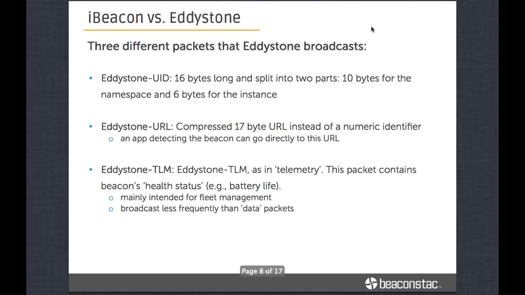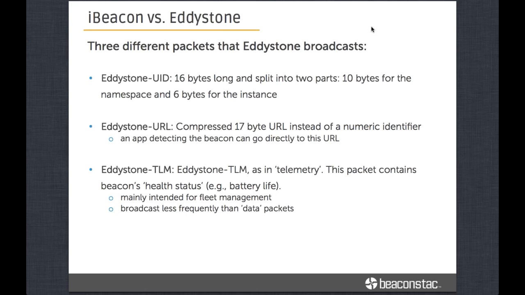And what I want to get into now is the specification that we were talking about. What are these 3 different types of packets that the Eddystone spec says a beacon must broadcast? The 3 types are: there's an Eddystone UID frame, which is one kind. There's another called Eddystone URL, which is the second kind. And then there's a third one called Eddystone TLM, where TLM is short for telemetry.